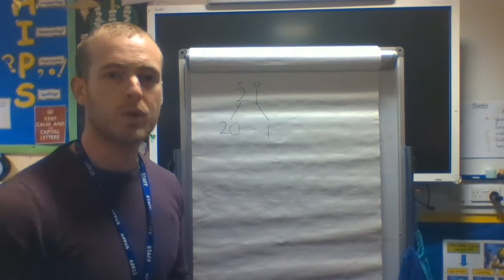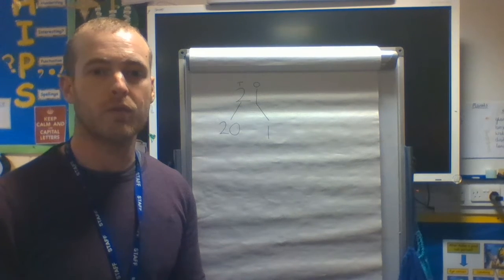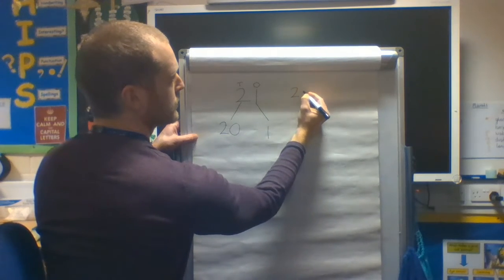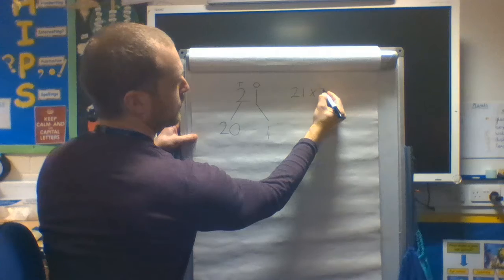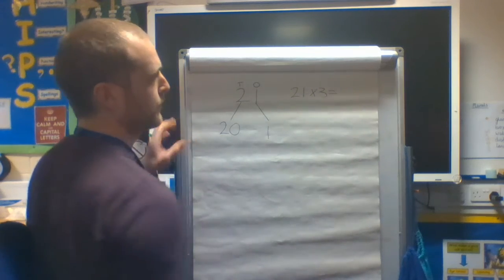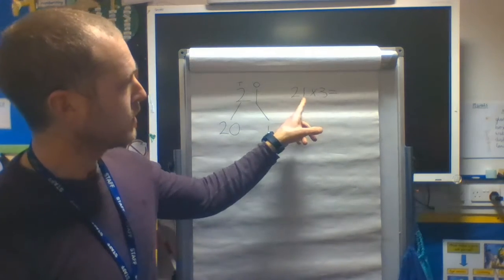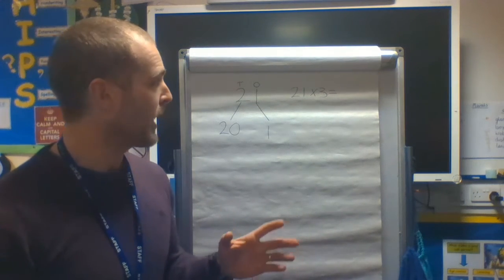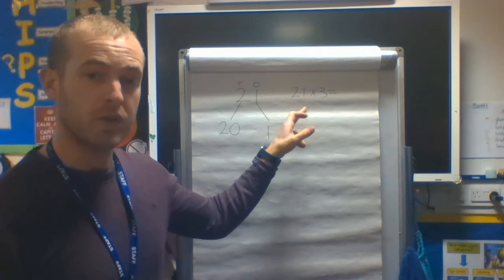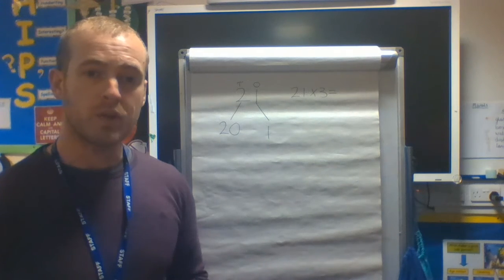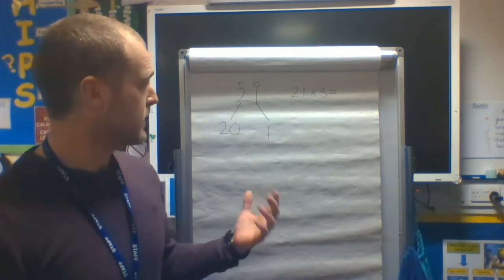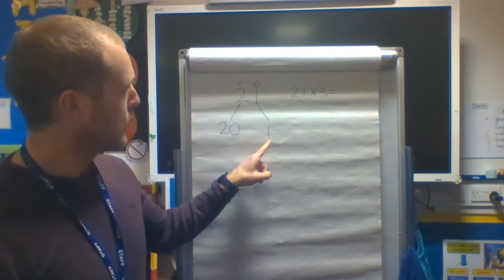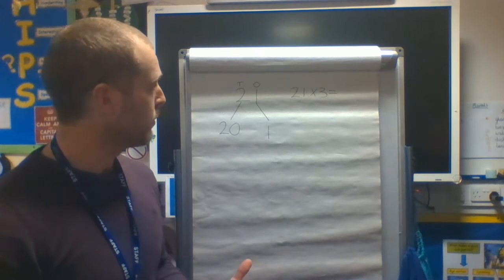If I want to multiply 21 by 3, I'd write my calculation like this. Here I've got 21 multiplied by 3. Now in class we know that we can multiply by adding up 21 3 times. But what we're going to do today, we're going to learn to multiply this efficiently. If I know that 21 is made up of 20 and 1, I can multiply it by 3 as well.